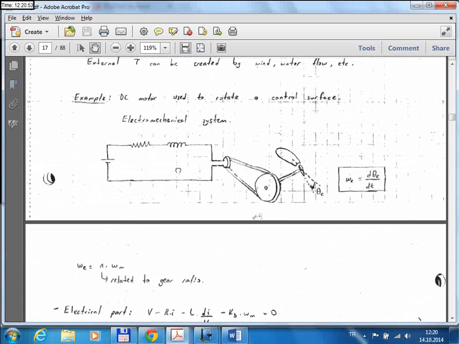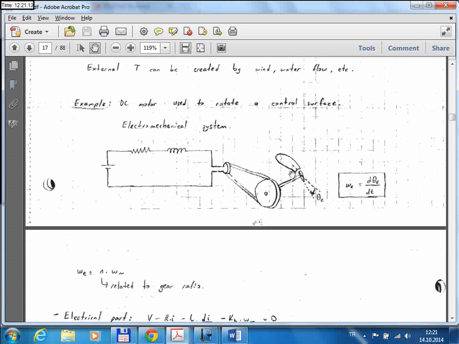Okay, so let's take a look at the elements in this system. We have a voltage source, a resistor, and an inductor. These are to model the windings of the electric motor. And then the output will be a torque. The torque will be applied to this control surface, and then it will cause the control surface to rotate.